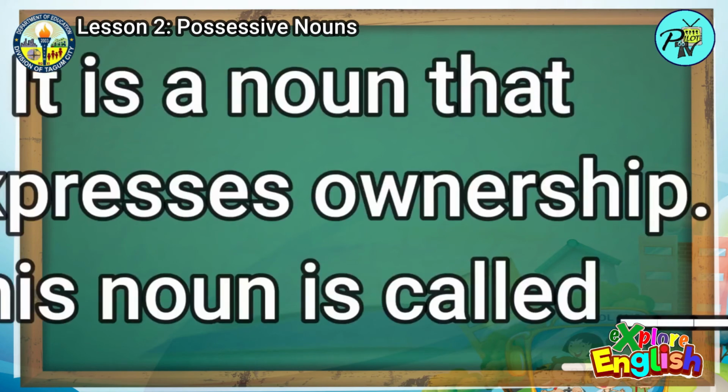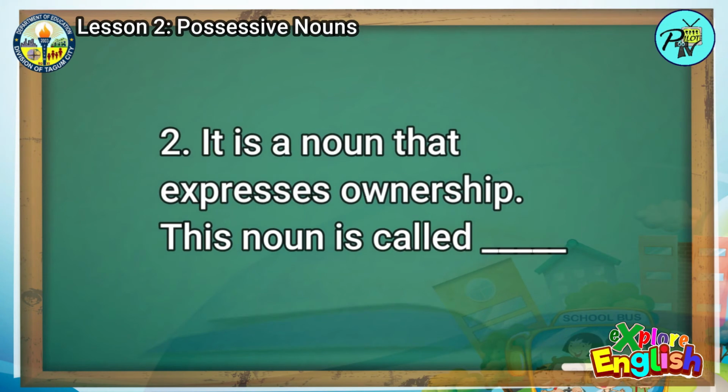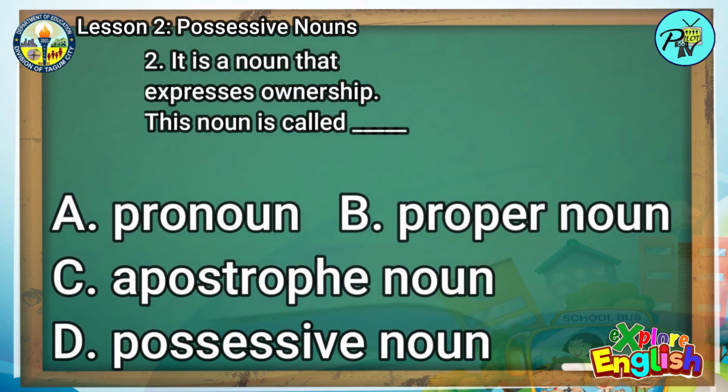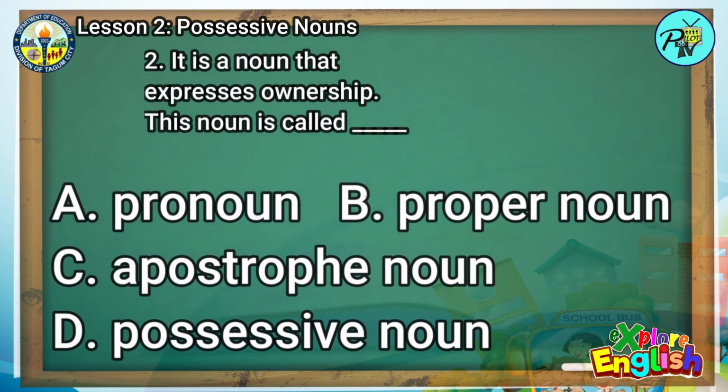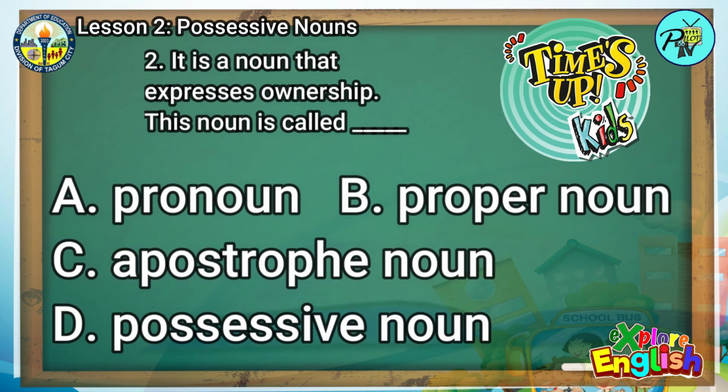Item number 2. It is a noun that expresses ownership. This noun is called A. Pronoun, B. Proper noun, C. Apostrophe noun, D. Possessive noun. The correct answer is letter D.